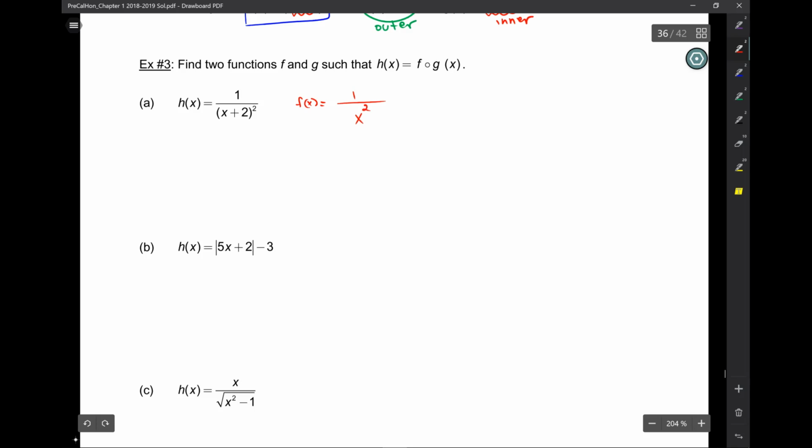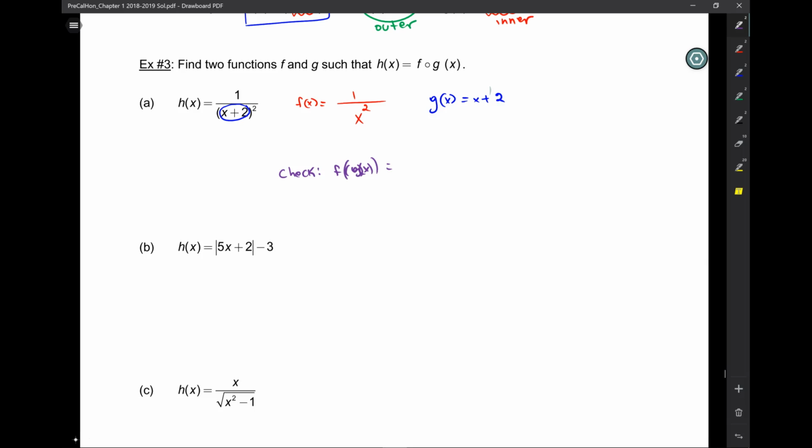Now, zoom in. When you zoom in, what's the inside function? X plus 2. So that's g of x. No, it's just x plus 2. Okay, now let's check. What's f of g of x? You can also say f of x is x, and then g of x is just that.